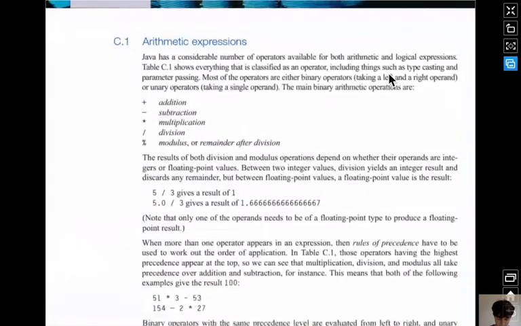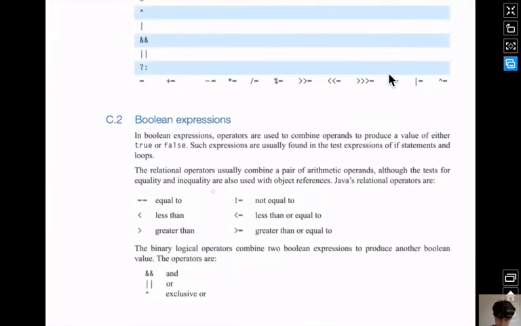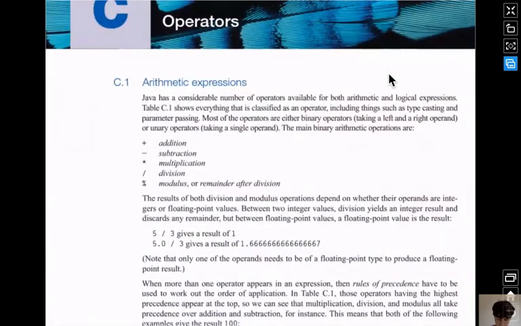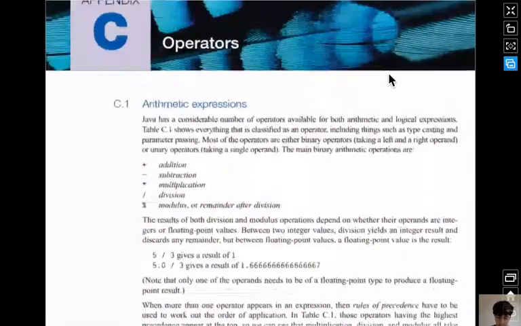So these are the arithmetic expressions. Then we will have Boolean expressions, etc. But we are only concerned about the arithmetic operations. Plus, minus, star, slash, and percent are for addition, subtraction, multiplication, division, and modulus. Okay. So now let's return to the exercises.